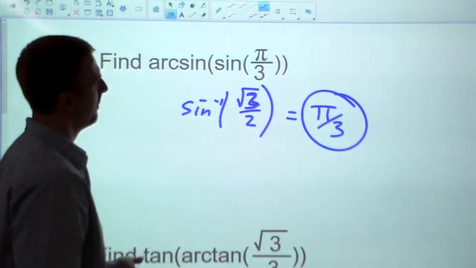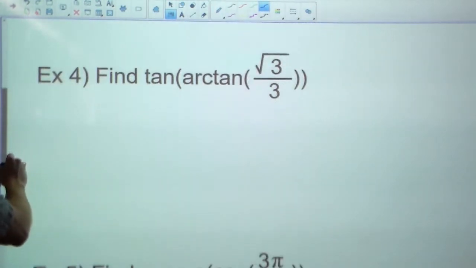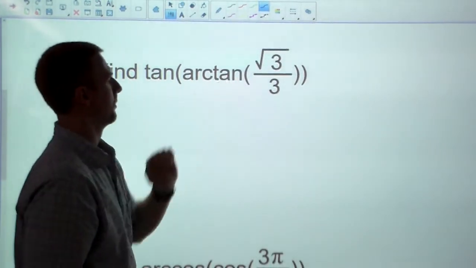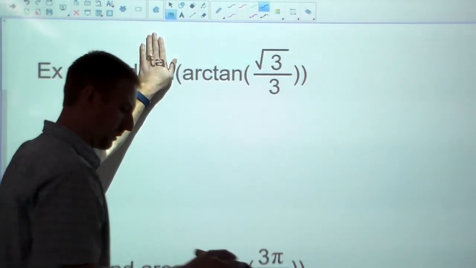Okay, so it did feel like it was as simple as just cross that out. All right, tangent of arctangent, square root of 3 over 3. All right, so now we'll kind of start in that other spot.